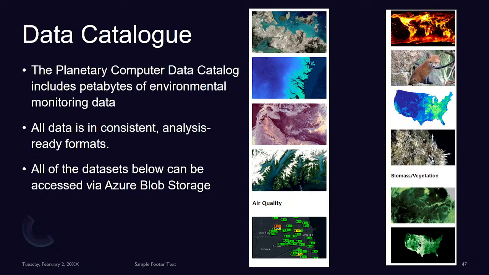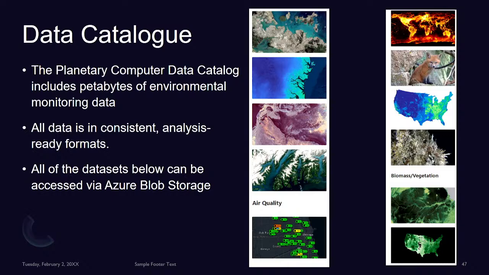So if you talk about Microsoft Planetary Computer's data catalog, it also hosts petabytes of data. A lot of satellite imagery and other ground-collected data is available on the Microsoft Planetary Computer platform as well. All the data which is available on the Planetary Computer is in a consistent and analysis-ready format, what they call ARD. So all these data sets can be accessed.